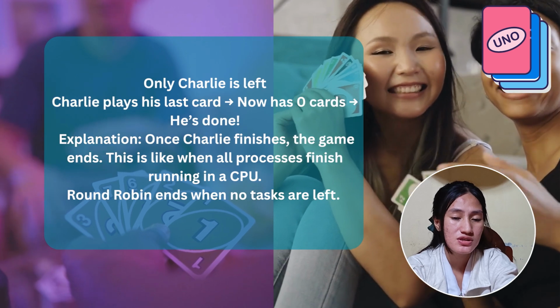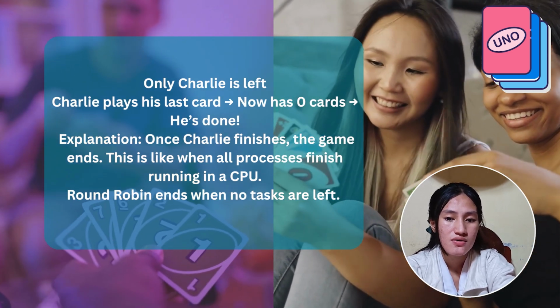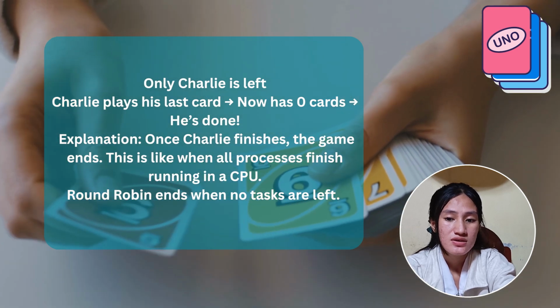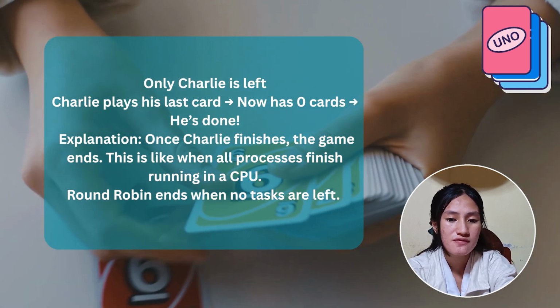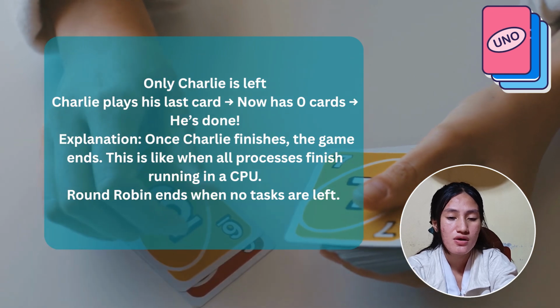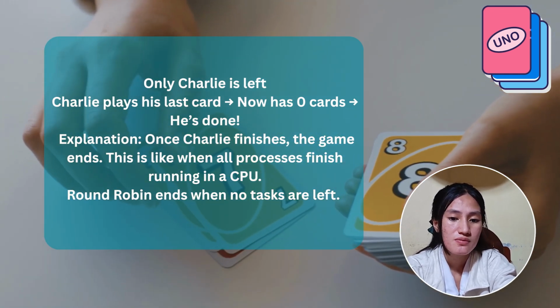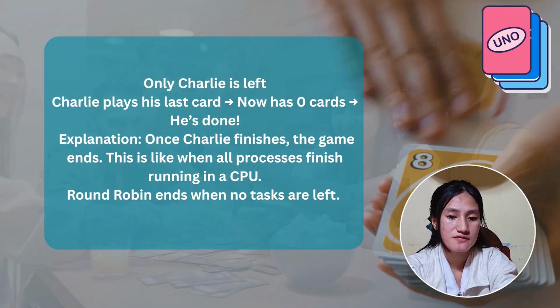So round four, only Charlie is left. Charlie plays his last card, now has zero cards. So he's done. Once Charlie finishes, the game ends. This is like when all tasks finish running in a CPU. Round robin ends when no tasks are left.